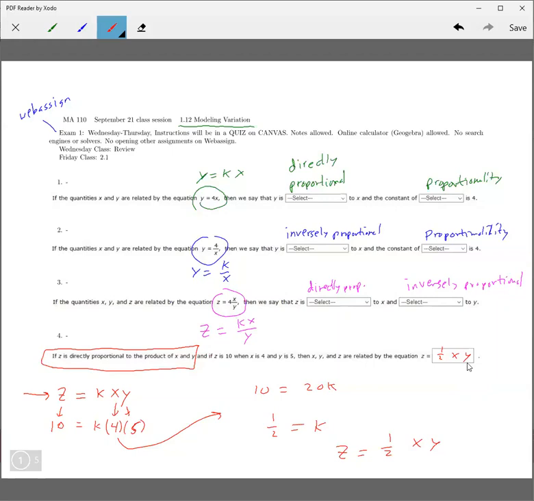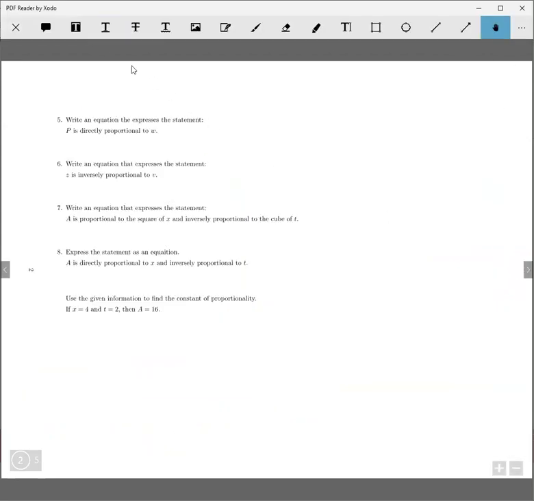Okay, so that's kind of an introduction. Let's go to some more problems. Number 5. Write an equation that expresses the statement. P is directly proportional to W. So that would be P equals kW. That's directly proportional.